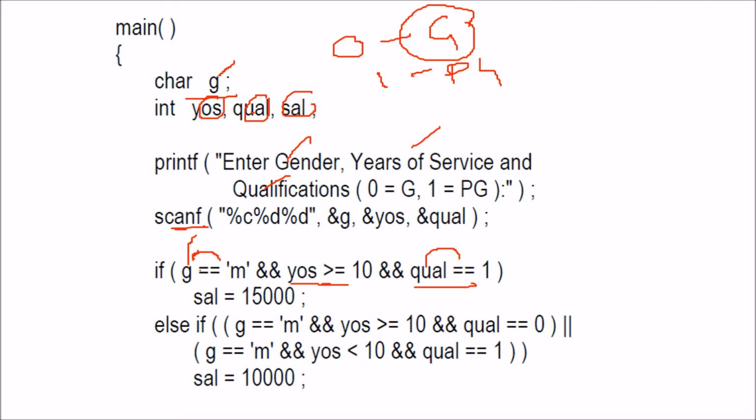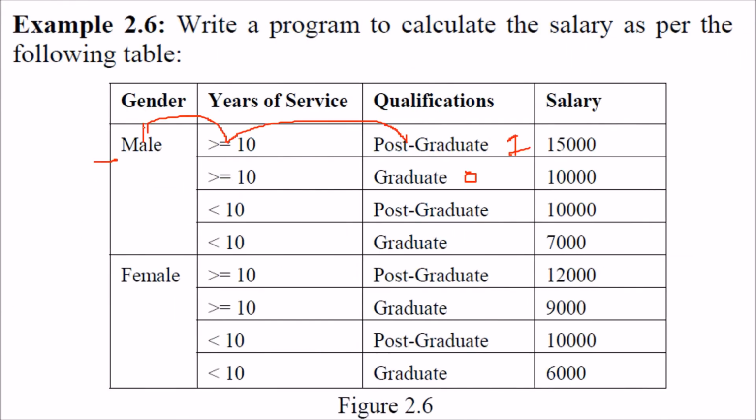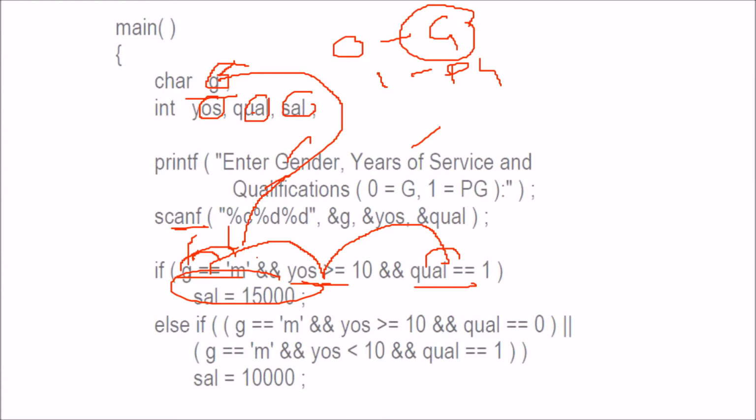Salary 15,000 at this stage. If G is taken as the gender, we can just equate it with male. So gender is male, year of service 10, qualification equal to 1, salary 15,000. How? Gender male, year of service greater than or equal to 10, postgraduate, 15,000 salary. This is the first condition. Again, all the conditions can be met like this.